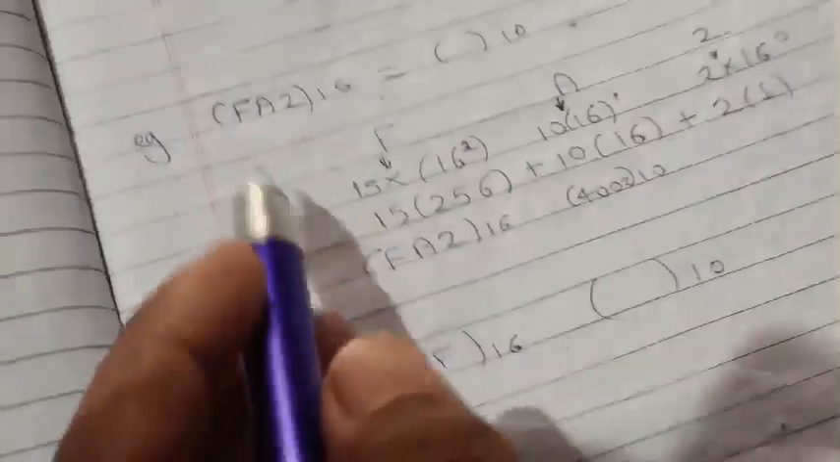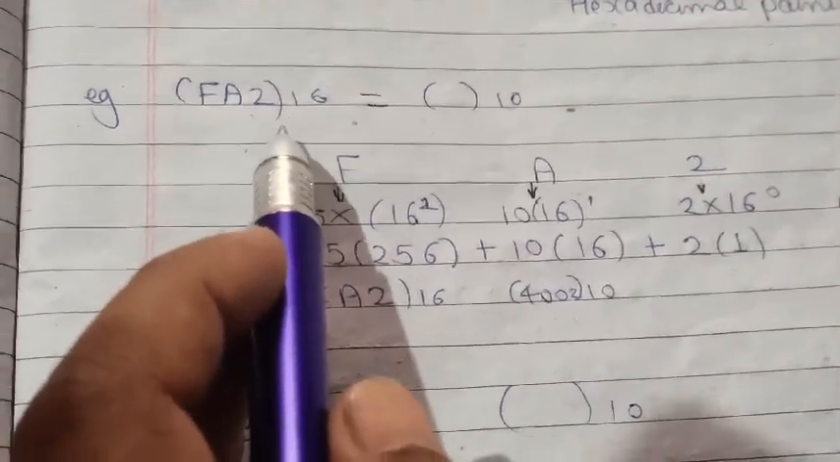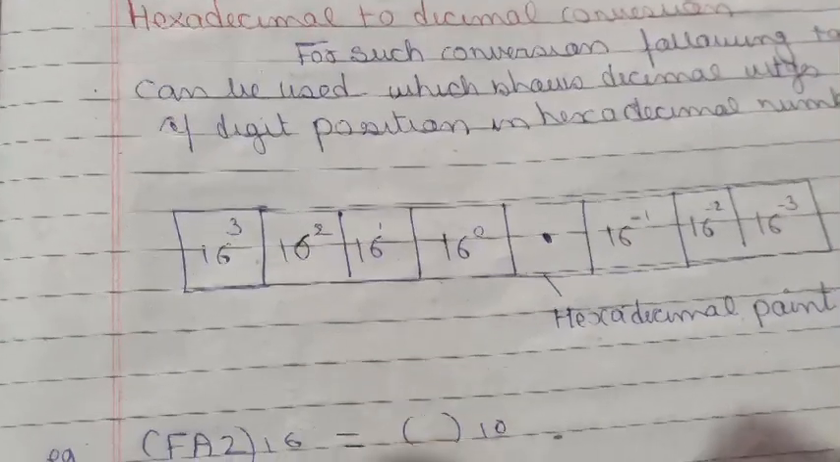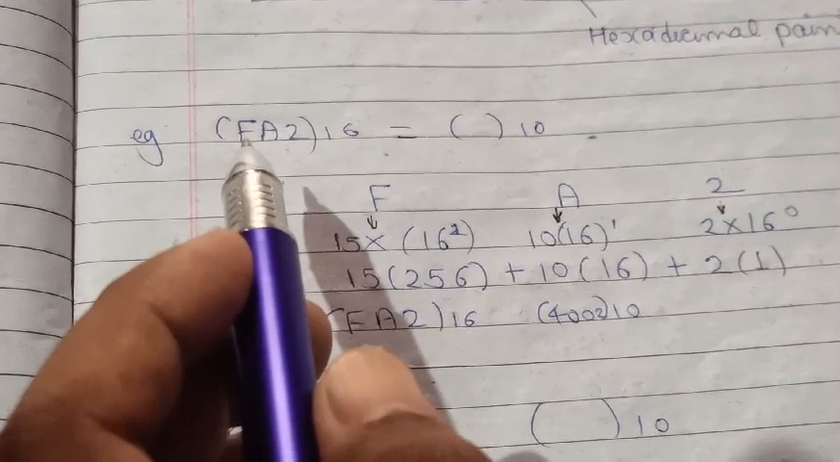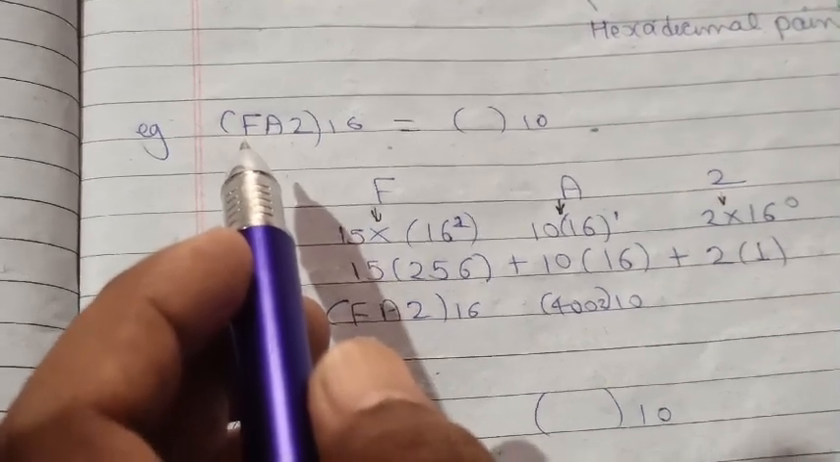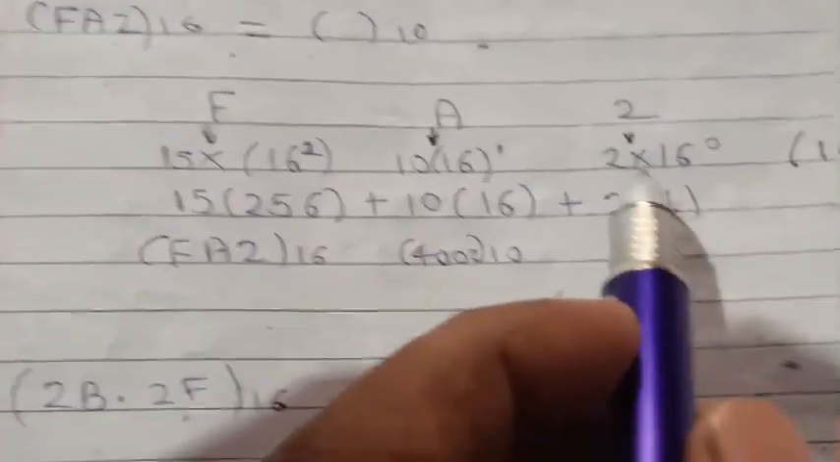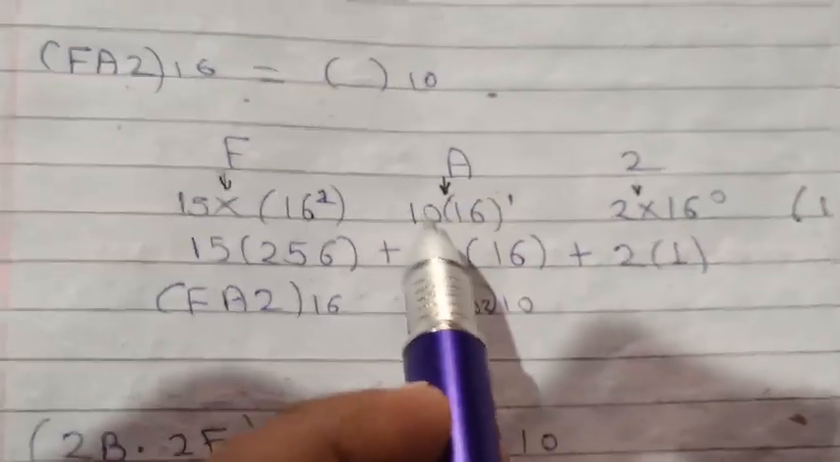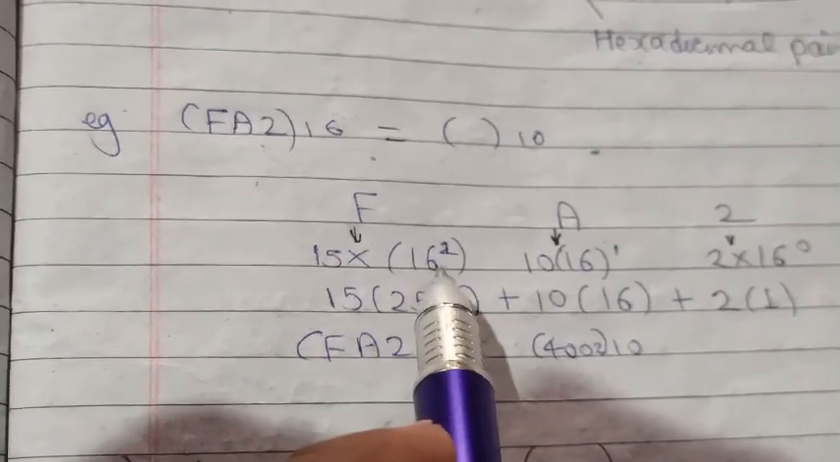Now the number available over here is FA2, which is a hexadecimal number. I have to convert this hexadecimal number to decimal. By using this table you can apply it to this particular example. What will F represent? F represents 15, A represents 10. So for FA2, you multiply 2 into 16 raised to 0, A which is 10 into 16 raised to 1, and F which is 15 into 16 raised to 2.